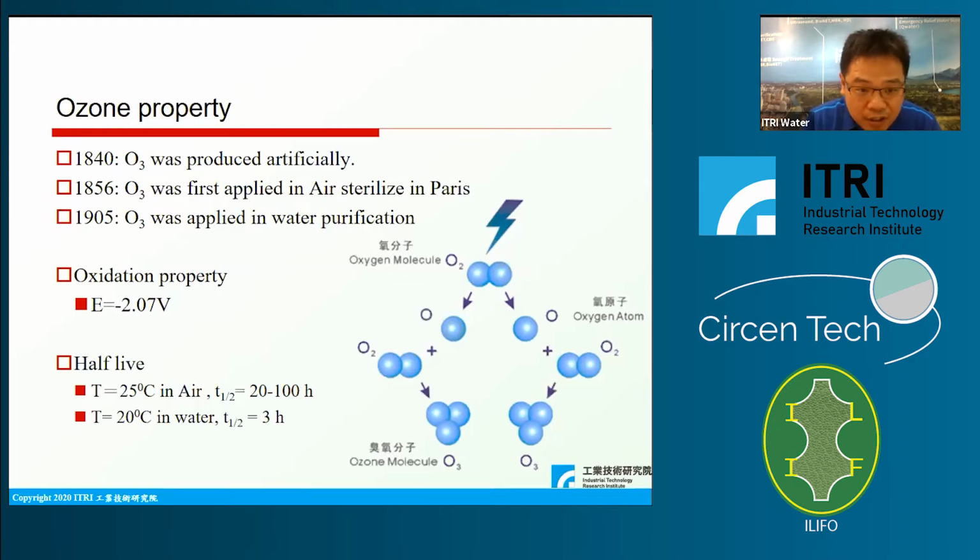And the most important thing is the half-life of ozone. Under 25 degrees Celsius in air, the half-life of ozone is around 20 to 100 hours. Most important, under normal conditions in waters, the half-life of ozone is around 3 hours. Especially if some impurities like COD or ions are inside, the half-life of ozone can decrease to 30 to 50 minutes. So that's the reason, and the most important thing is if you use ozone as the pre-treatment system, it won't affect the secondary biological systems.